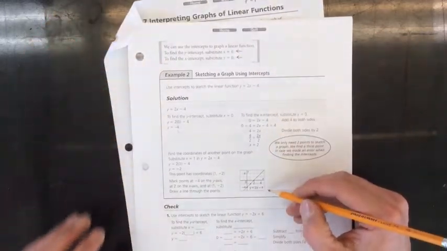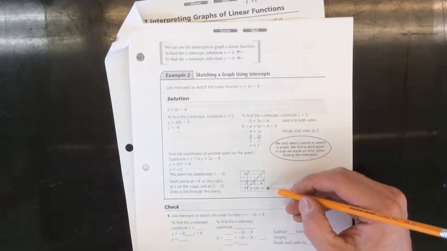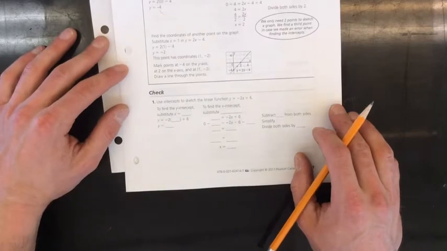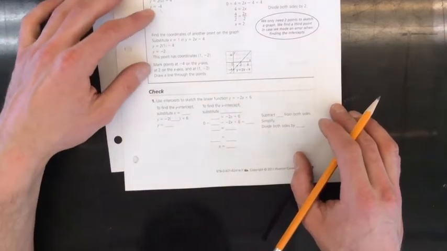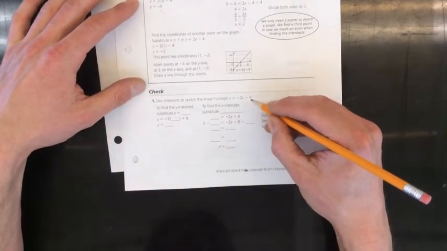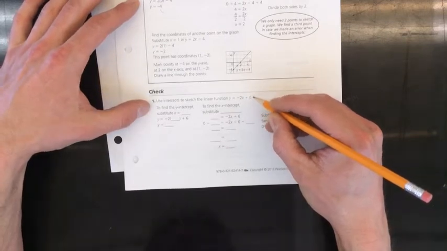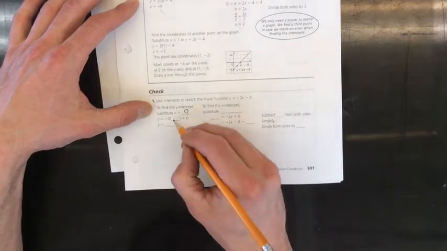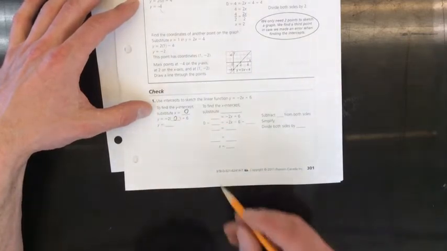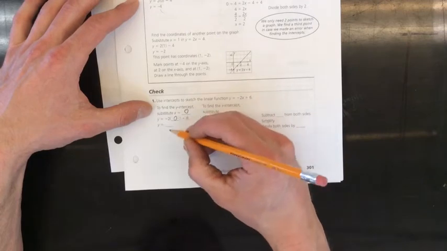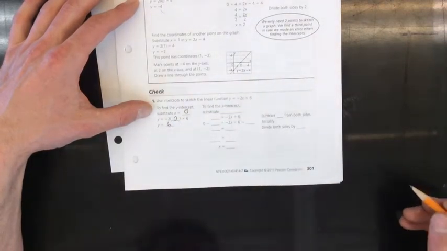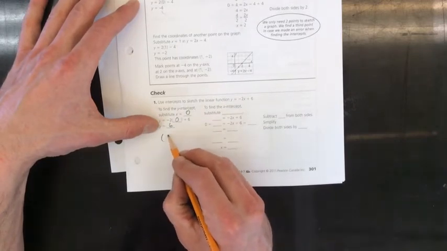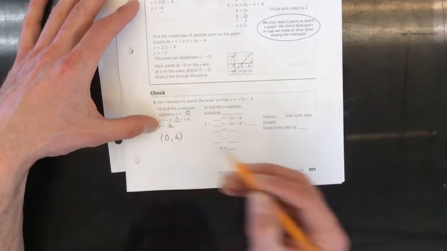I'll let you go through this example, which is sketching a graph using intercepts, and I'll do this one with you. So, let's use the intercepts to sketch the linear function y equals negative 2x plus 6. So first we're going to find the y-intercept by using x is 0. So I put in a 0 for my x in brackets. Negative 2 times 0 is 0, plus 6 is 6. So the y-intercept is at 6. And remember, as a point, this is (0, 6).